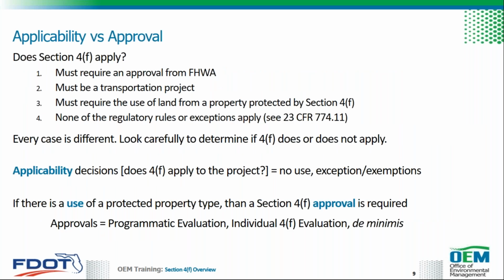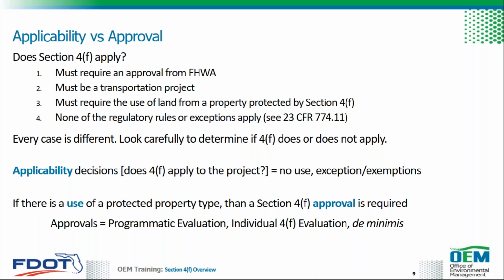So a little bit about applicability decisions versus approval decisions. So the first thing you have to ask when you're worried about 4F is, does it actually apply? So for it to apply, a project has to meet 4 conditions. You have to have an approval from FHWA, it has to be a transportation project, it has to require the use of land from a property protected by Section 4F, and it can't meet any of the regulatory rules or exemptions. So every case is different, and yet we stress over and over again that you have to look carefully at each property and each project to determine if Section 4F does or does not apply.